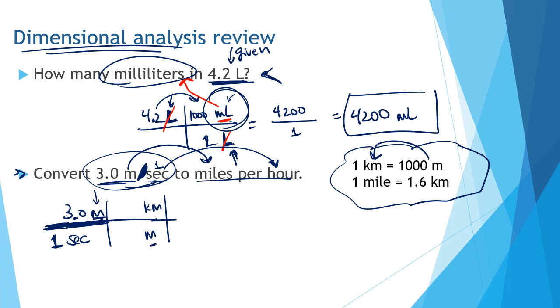Meters on top, meters on bottom are going to cancel out. What do I know about meters and kilometers? I know that 1 kilometer is 1,000 meters. 1 kilometer, 1,000 meters. So now my meters, top and bottom, have canceled out. Yay! I have kilometers per second, not even close to what I'm finding, miles per hour. So next up, I'm going to get rid of those kilometers and turn my kilometers into miles using this one conversion factor right here.